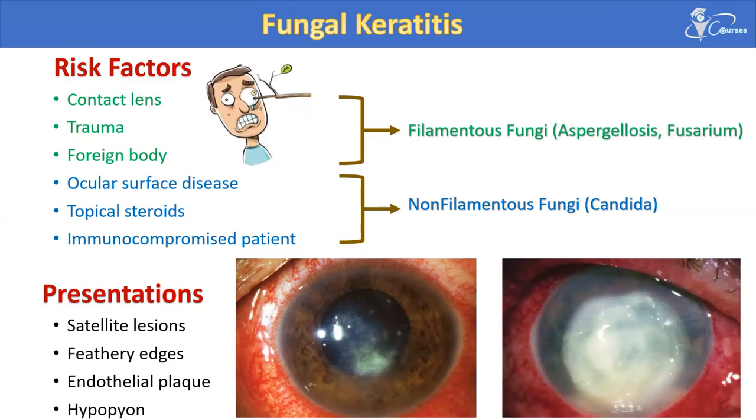The fungus tends to invade and penetrate the Descemet membrane, so it tends to be more posterior. So when you have a patient with posterior stromal infiltration, think more about fungal infection. It tends to involve the Descemet, to involve the endothelium, and also causes this hypopyon.